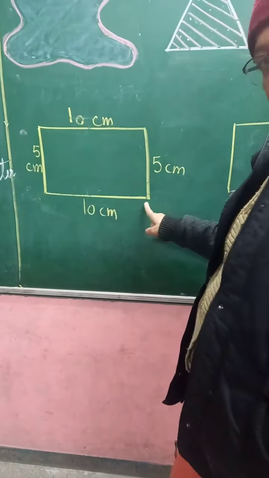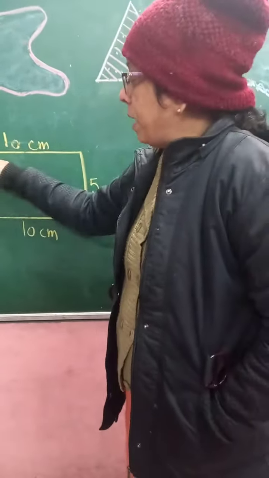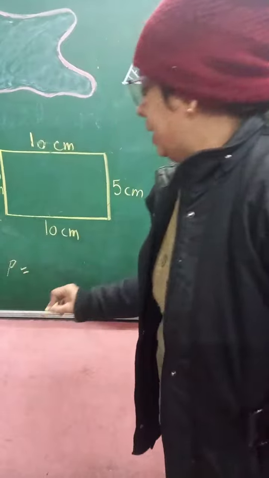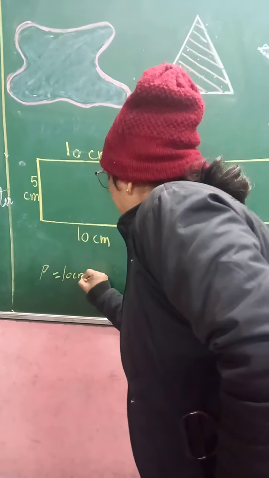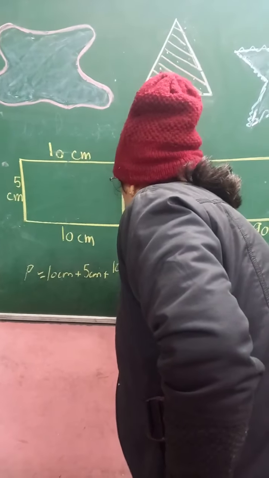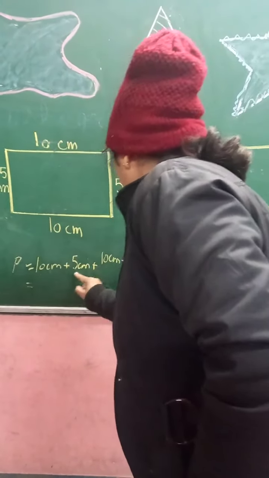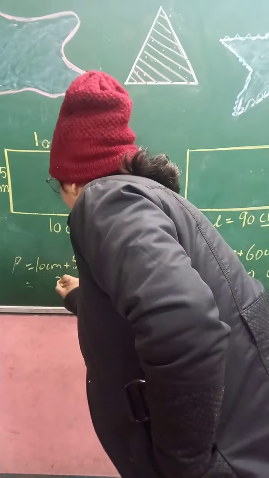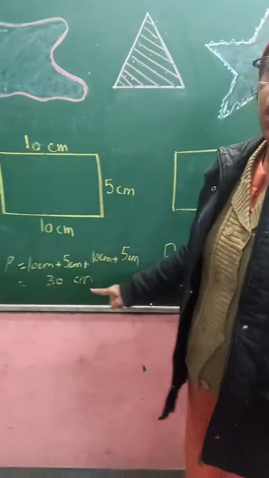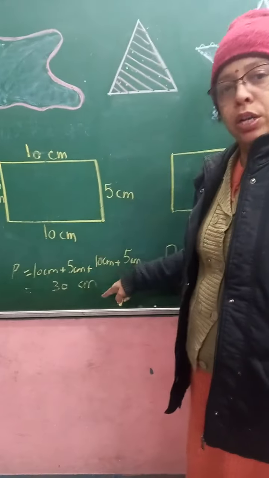It is 10 plus 5 plus 10 plus 5. So total perimeter you can write as 10 centimeter plus 5 centimeter plus 10 centimeter plus 5 centimeter. So it is 15 and this is 15. It is 30 centimeter. So that is how we will write. We will get the perimeters of these regular shapes.